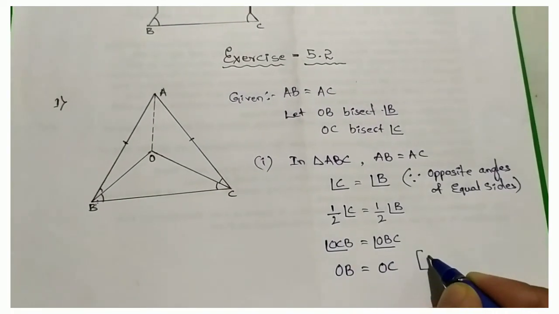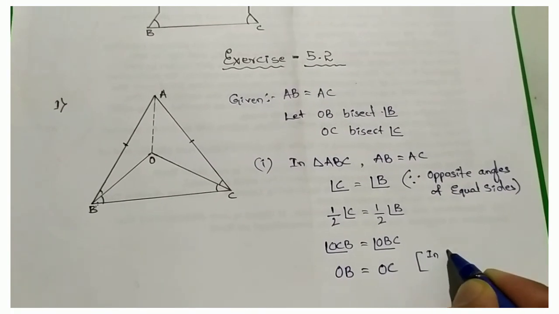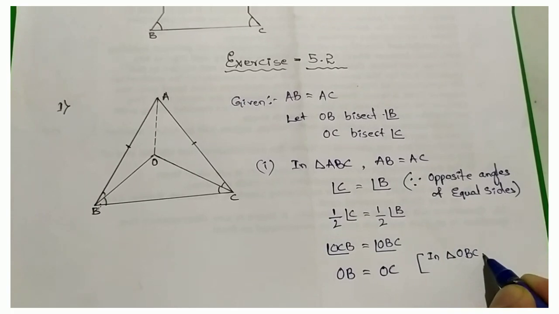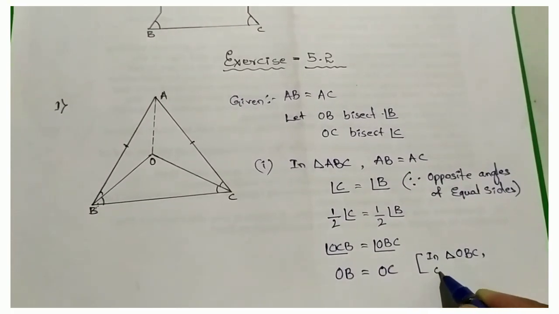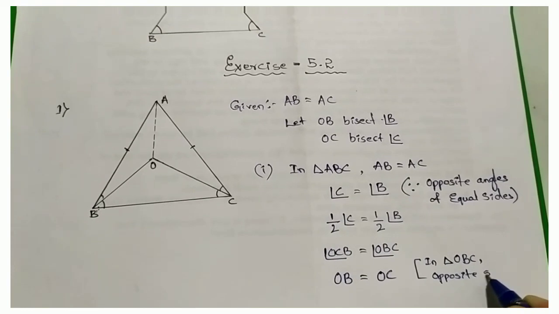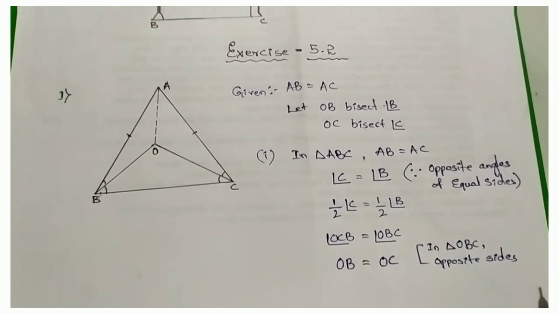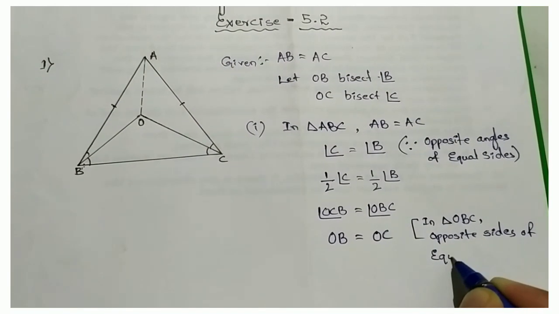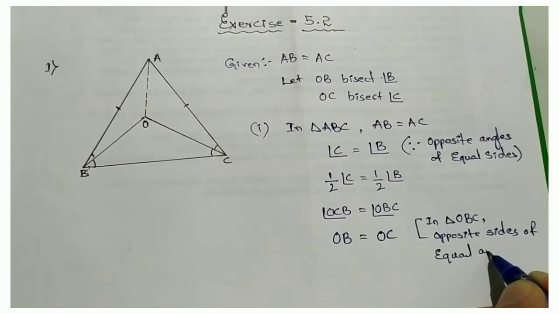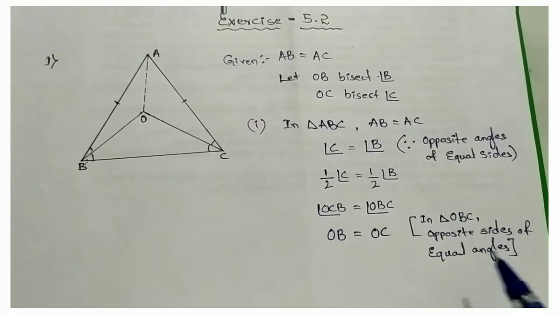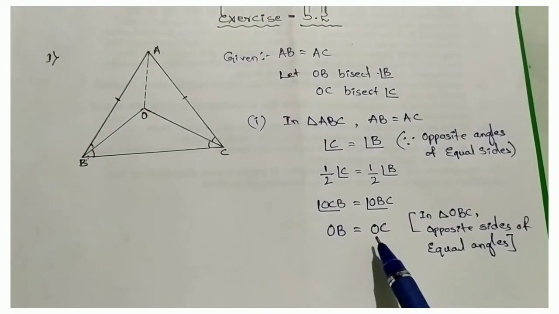So here you have to write: in triangle OBC, opposite sides of equal angles. We have one theorem for that. That's why OB equal to OC.